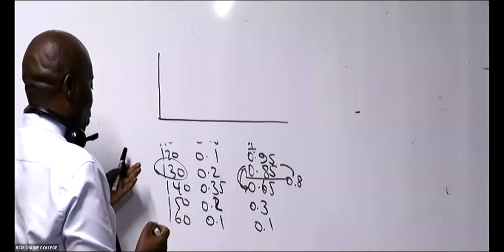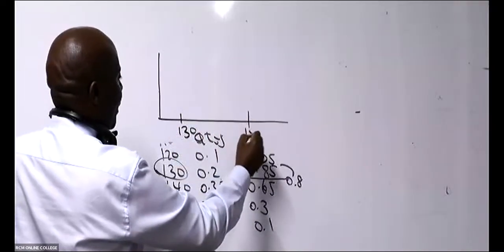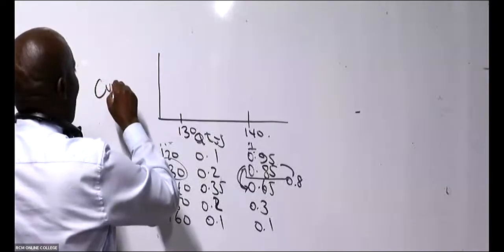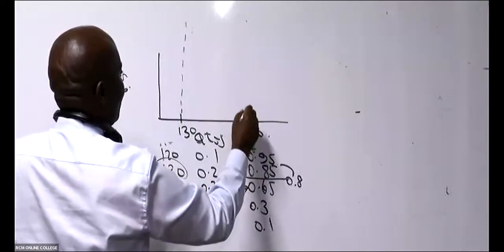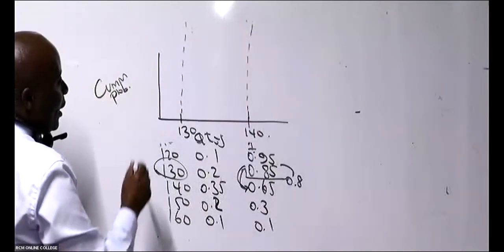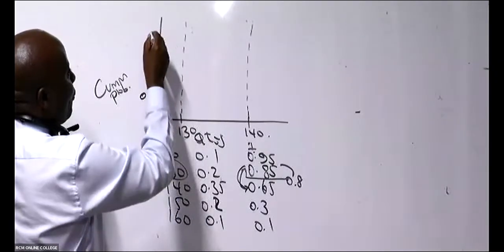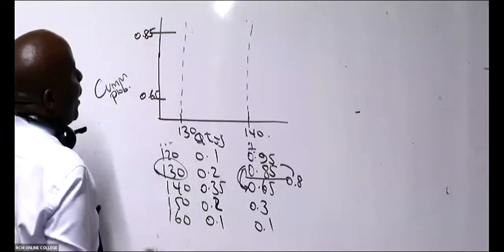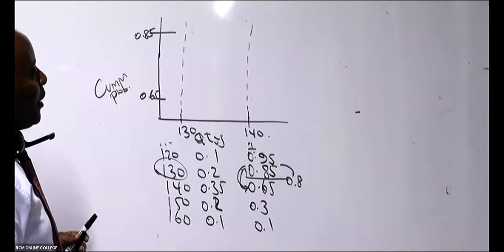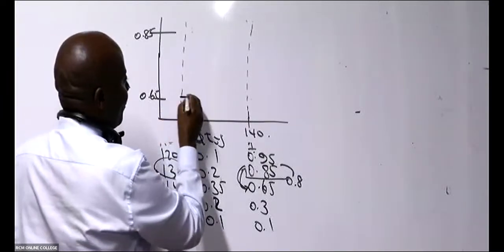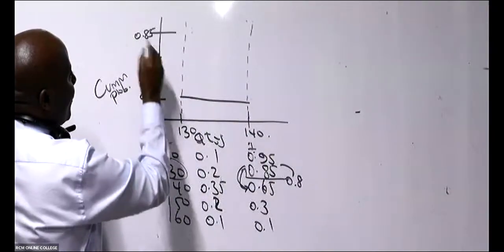Yeah. So we have our quantity here. This is 130. This is 140. We have our cumulative probabilities. Here we have 0.65, and then we have 0.85. All right, so of course we have this base like that. And then in between, we have a 0.8.